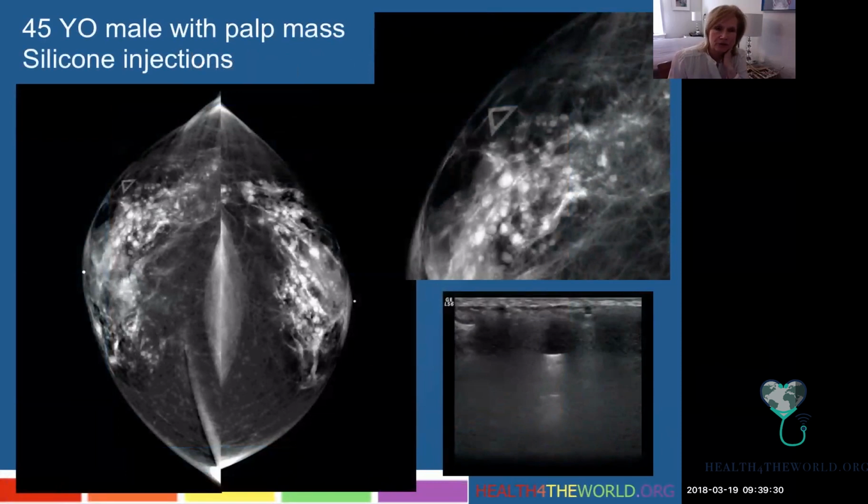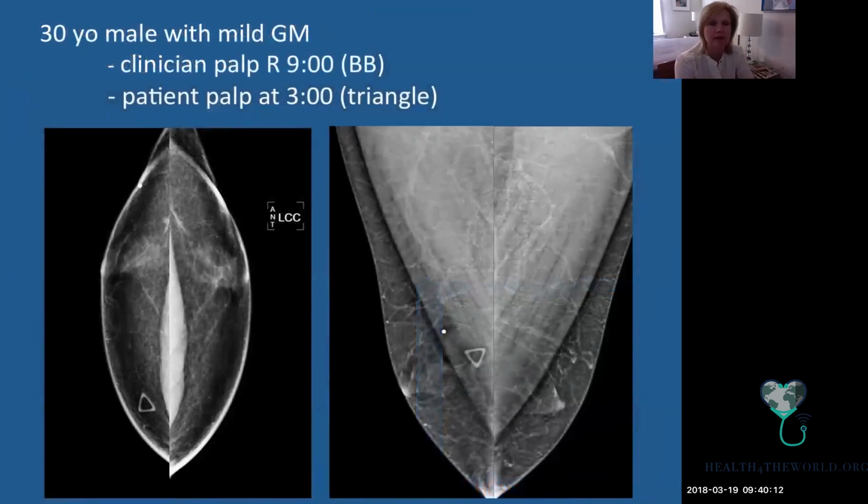This is an example of a 45-year-old male who underwent silicone injections and developed a palpable mass where we see the triangle here. The triangle is taped on the skin to indicate the location of a mass, and all we see mammographically is all of the silicone globules. But on the ultrasound, we can see there's a small collection here, an anechoic collection with a sharp back wall and some enhanced through transmission, and you could call this the mini implant sign, just a collection of silicone that has been injected before it has become a granuloma. So we see this more commonly in men now than we used to.